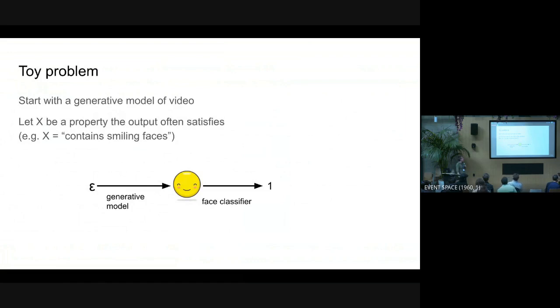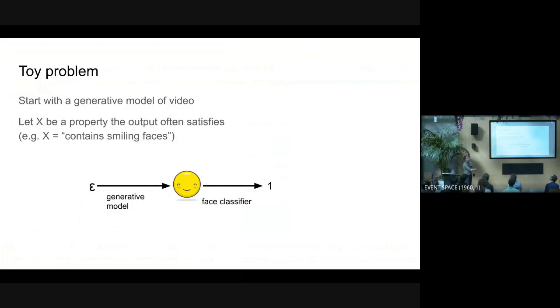So imagine that we have some kind of generative model. I most often think today about language models, but the issues are even crisper if you imagine a generative video model, and consider some property X that the model's output often has. For example, a video model will often produce images of smiling human faces, which we can state as a precise mathematical property.